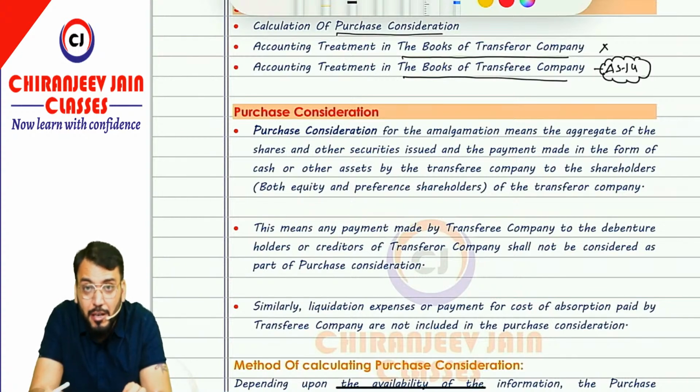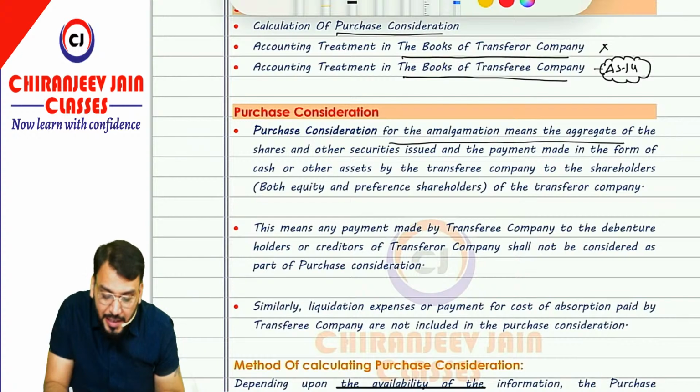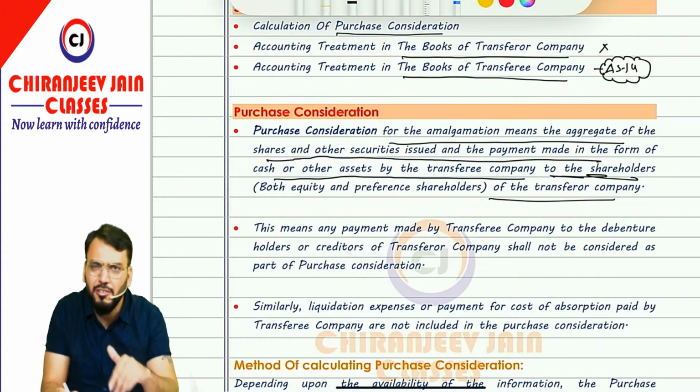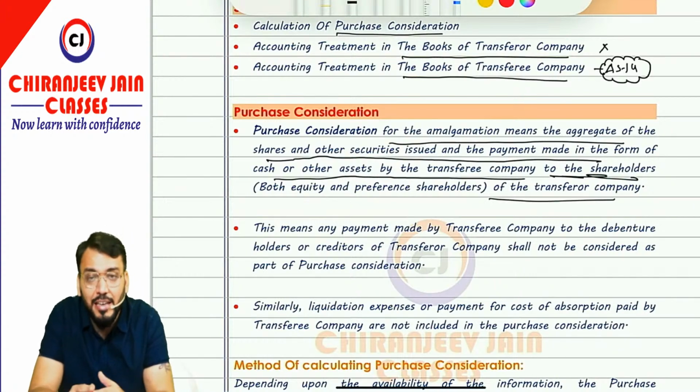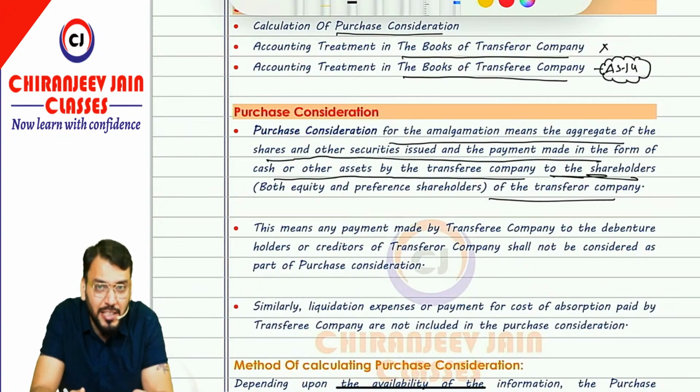Whatever amount is payable to the shareholders. Any amount which is payable to the creditors or debenture holders of transfer company will not be a part of PC. Correct? So PC for the amalgamation means the aggregate of the shares or any other security issued and the payment made in the form of cash or any other asset to the shareholders of transfer company. Shareholders will include both equity shareholders and preference shareholders. So any amount paid or payable, either in the form of cash or any other asset, in the form of equity shares, in the form of debentures, to the shareholders of transfer company will be the amount of PC.